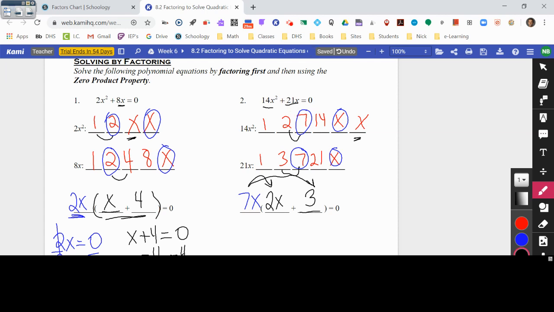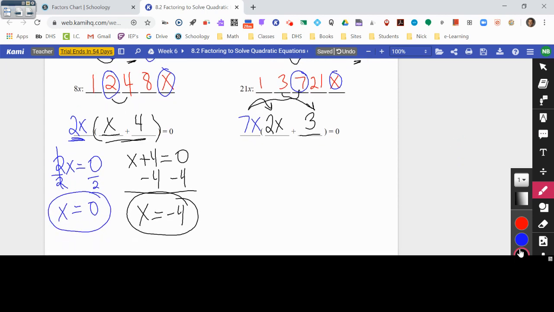All right, so now that I factored this, I'm ready to solve. Again, using the zero product property, I'm going to take this product here of 7x and set that equal to 0, and I'm going to solve this one by dividing by 7, and 0 divided by 7 is just 0. So that's one of my solutions.